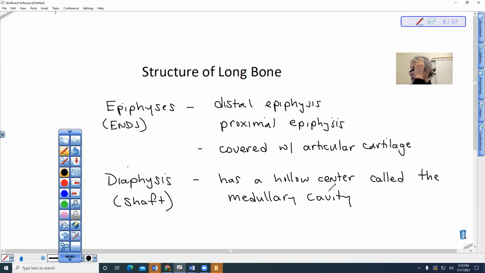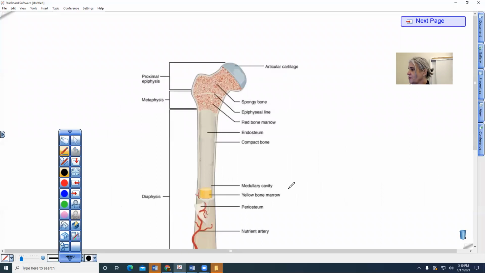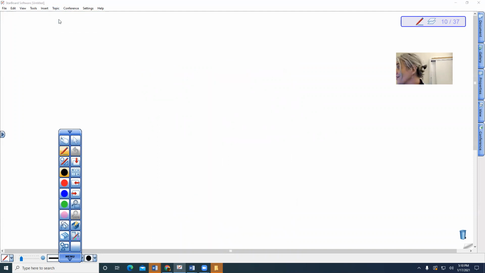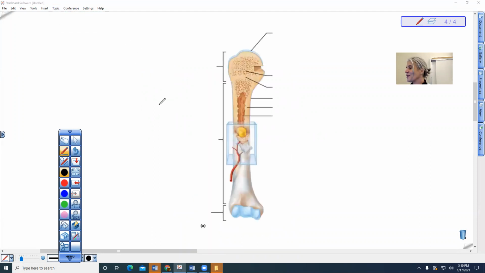So let's look at our diagram of the long bone. Oops, that's not the one I wanted to look at. Well, we'll go to the other one. This is a diagram, but I wanted the one that is not labeled. So we'll go to the whiteboard.